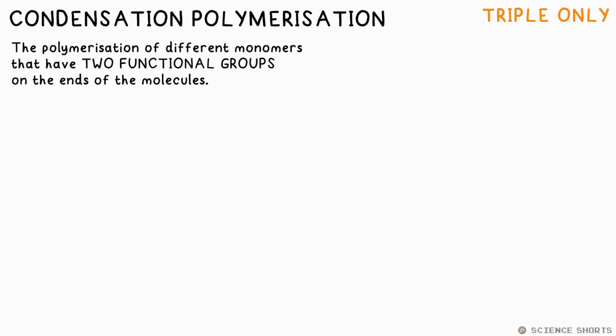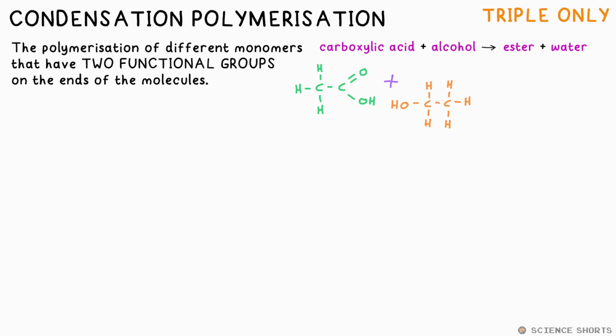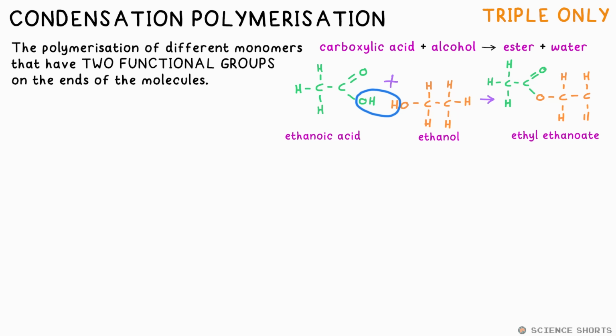Condensation polymerization, on the other hand, is when we join together two different monomers that have different functional groups, for example, an alcohol and carboxylic acid. First, let's look at the bog standard reaction between just ethanol and ethanoic acid. These react to produce ethyl ethanoate. This is now an ester. Can you see water, H2O, must be kicked out?